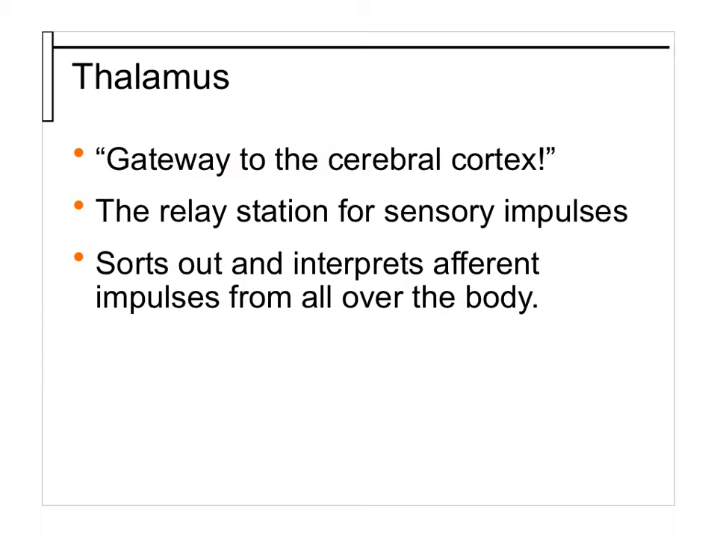So it's interpreting the afferent, so toward the brain impulses, so that then they can go to the right part of the cerebral cortex, whether it's going to the left side, post-central gyrus, because it's coming from the right side, or what have you.